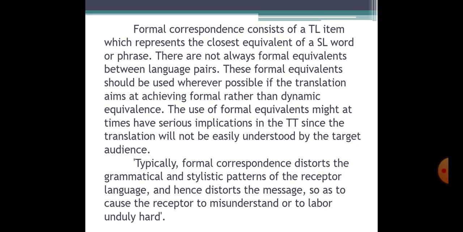The use of formal equivalence might at times have serious implications in the target text, since the translation will not be easily understood by the target audience. Typically, formal correspondence distorts the grammatical and stylistic patterns of the receptor language and hence distorts the message so as to cause the receptor to misunderstand or to labor unduly hard.